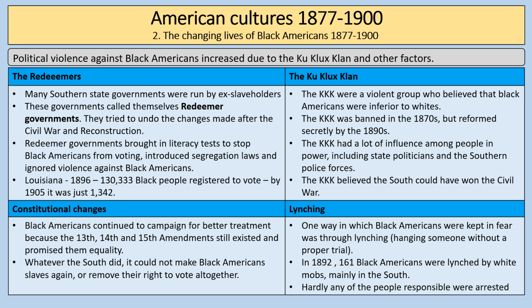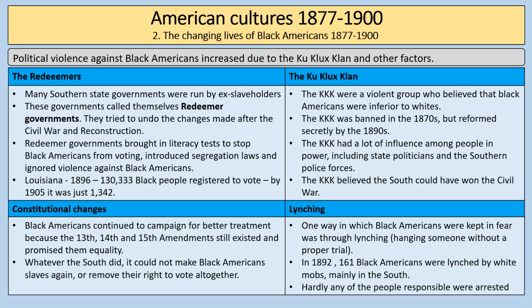Okay, so political violence against black Americans also increased after 1877, and this was due to the Ku Klux Klan and some other factors as well. So one factor was the Redeemers. Many southern state governments were run by ex-slaveholders, and these governments called themselves Redeemer governments, and they tried to undo the changes made after the Civil War and Reconstruction. Redeemer governments brought in literacy tests to stop black Americans from voting, they introduced segregation laws, and they ignored violence against black Americans. For example, in Louisiana in 1896, 130,333 black people registered to vote, but by 1905 it was just 1,342.